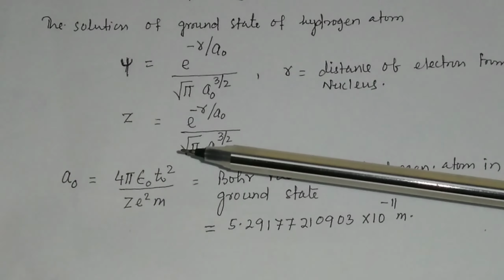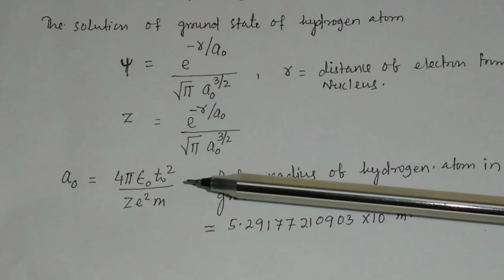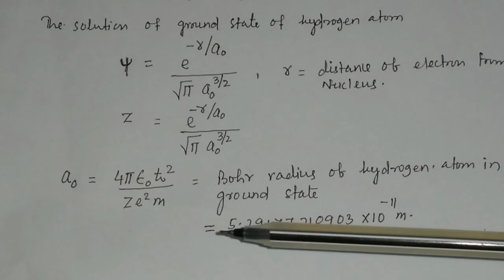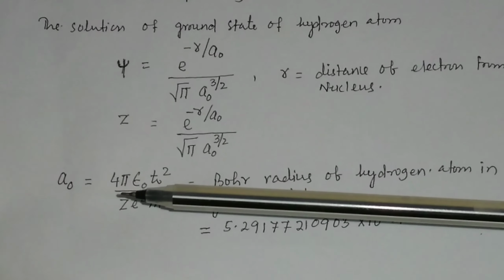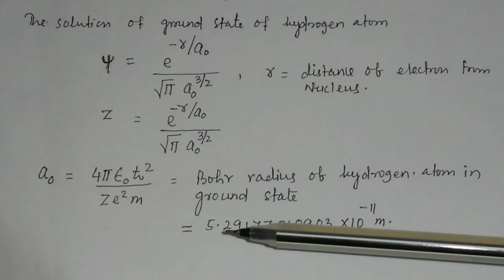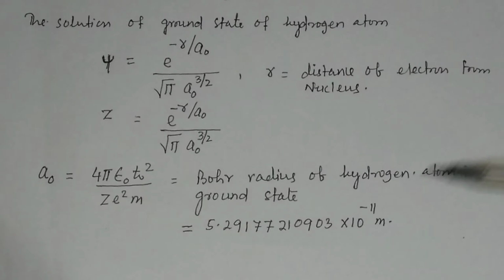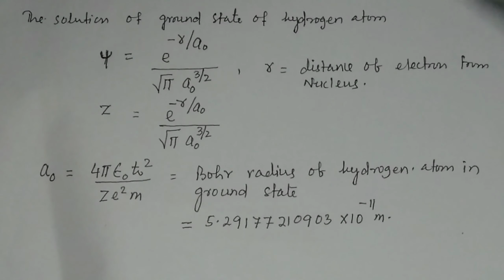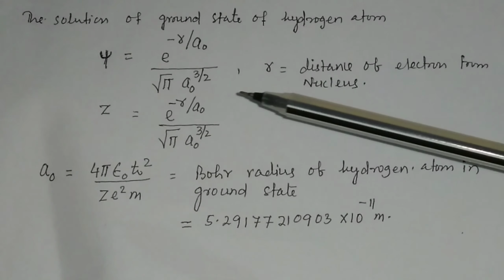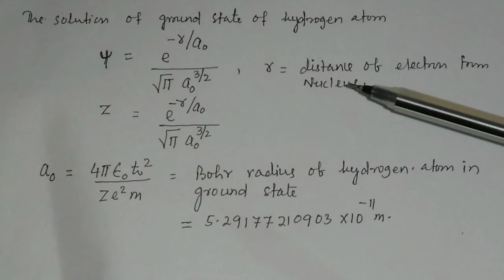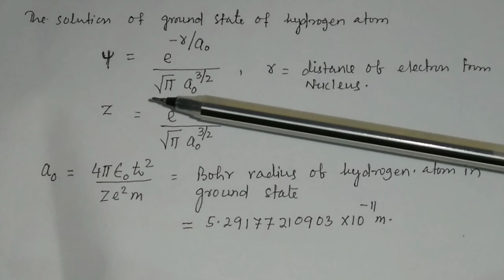And if you substitute the values of e, m and h cross c in this expression, then you will find the Bohr radius of the hydrogen atom in the ground state, that is a naught, nearly equal to 5.292 into 10 to the power minus 11 meter. And in this expression, r is the distance of the electron from the nucleus, and here the wave function psi I have taken in the programming as z.